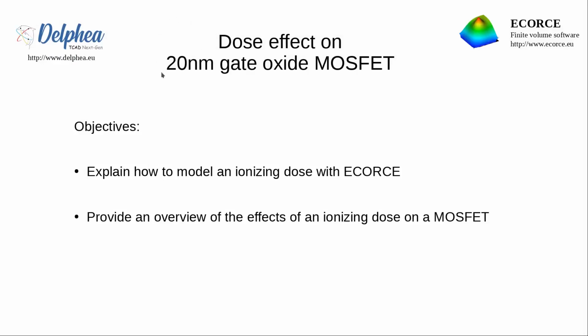Today, we'll see the effect of a dose applied on the 20 nanometers gate oxide thickness we saw in the previous video. We have two objectives today. First one, explain how to model the ionizing dose using ECORCE. Second one, provide a first view of the effects of an ionizing dose on a MOSFET and to see the charges that are accumulated inside the oxide and the effect on the ID of VGS characteristic.